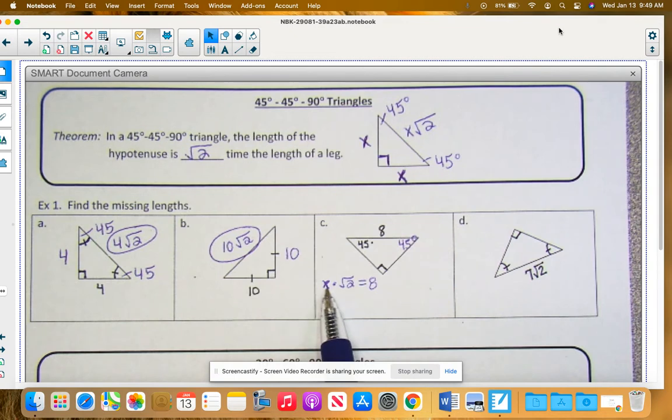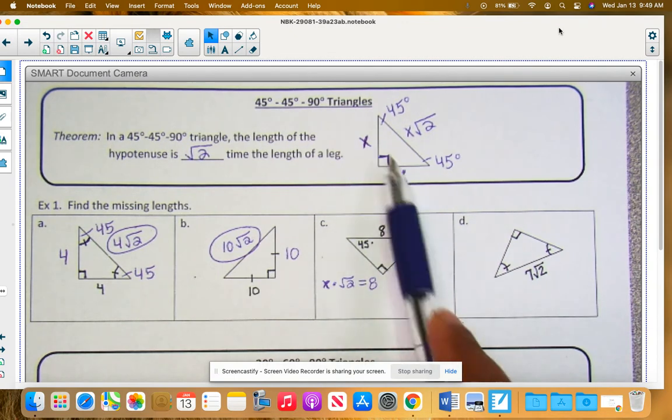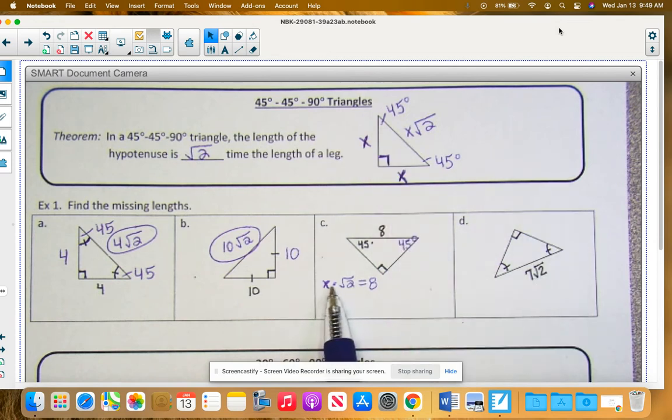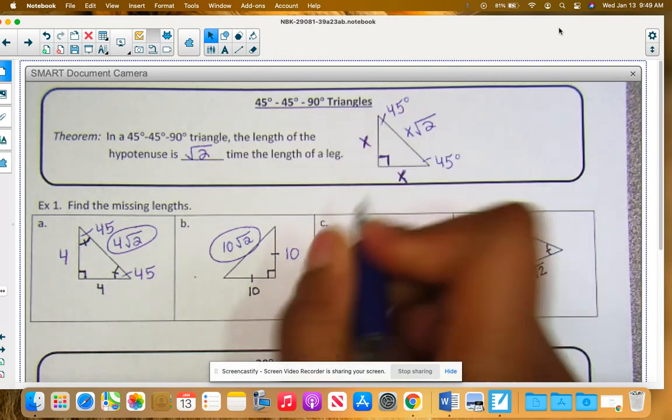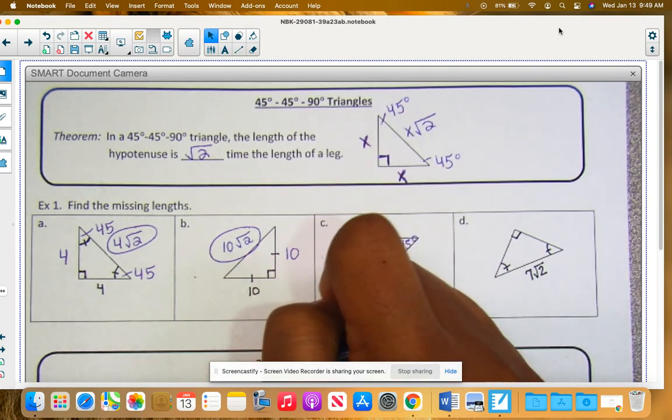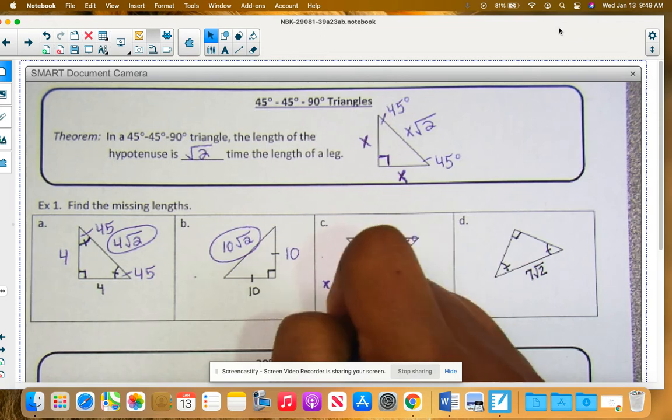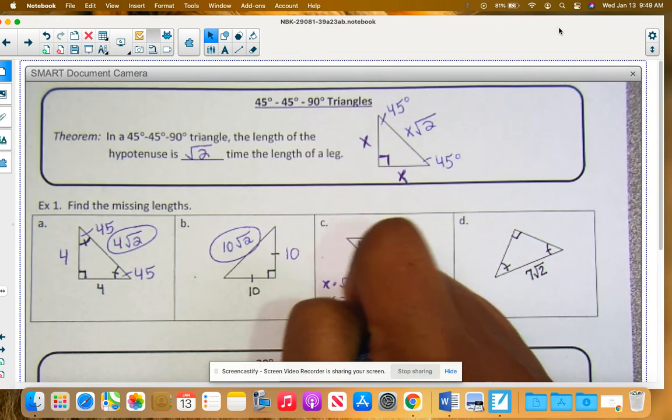So if you're trying to get X by itself, because if I can figure out what X is, then I know my leg length here. So this is X times the square root of 2. I can divide both sides by the square root of 2. So this gives me X equals 8 over the square root of 2.